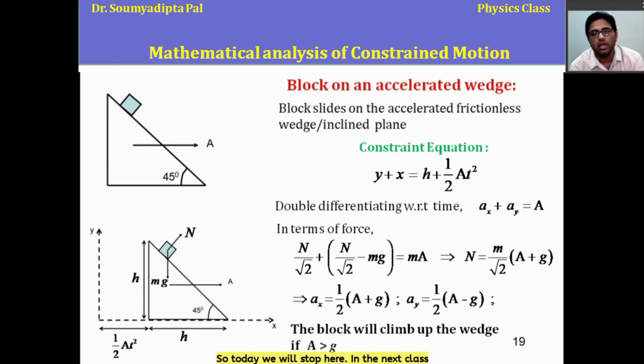So today we will stop here. In the next class we will see different types of systems of mass particles possible and some important theorems which govern the dynamics of a mass system, without going into any mathematical description.